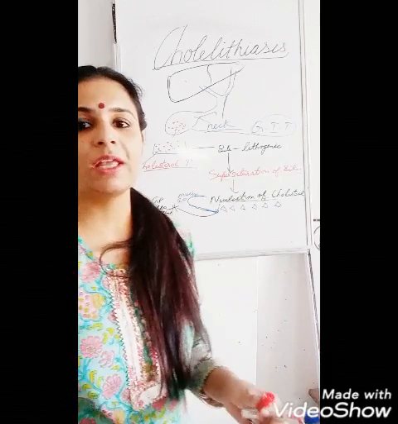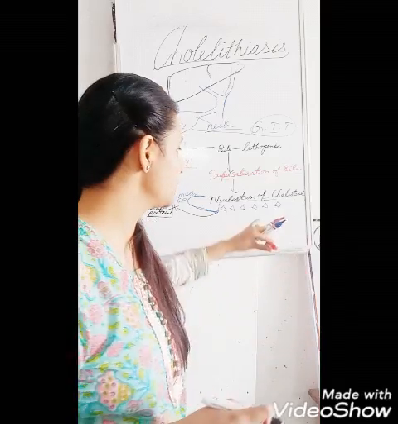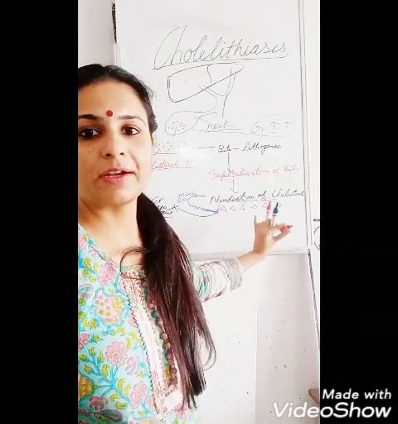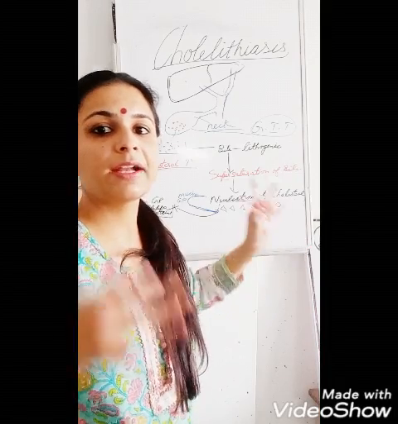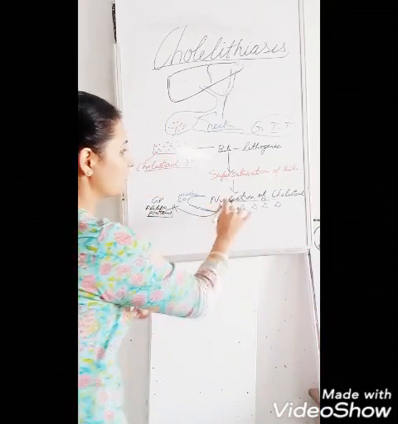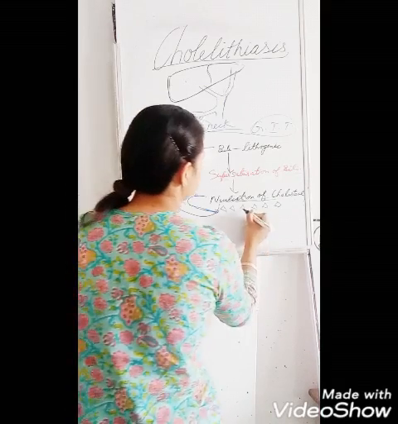So glycoproteins and alpha-lipoproteins are inhibiting the process of nucleation of cholesterol, and the factors like mucin and glycoproteins are activating the process of nucleation of the cholesterol. Now there will be crystallization of cholesterol.